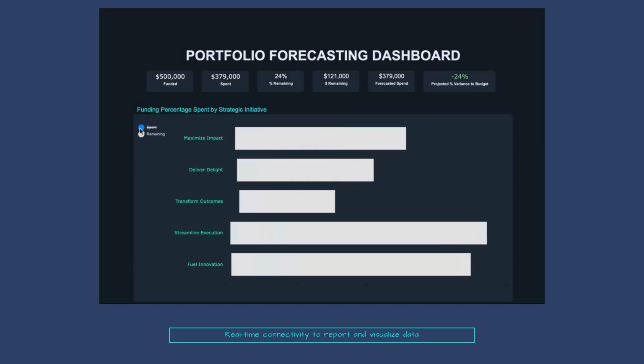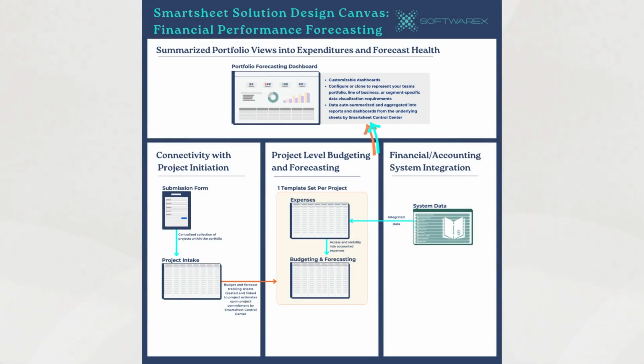So to close this out, to effectively forecast finances, budget custodians need integrated expense tracking, budgeting, and forecasting tools that are connected to robust reporting and data visualization features. A design like this one in Smartsheet helps financial stewards with real-time and trustworthy data, enabling them to make informed decisions and accurately forecast financial performance to manage their portfolio more efficiently and drive increased profitability.